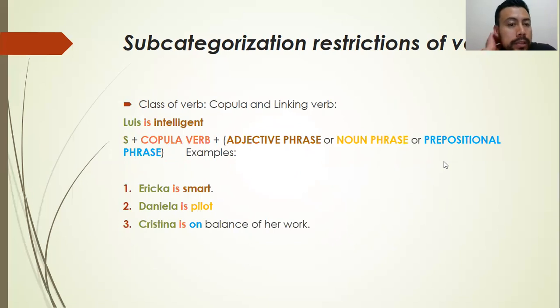Right? The next one is class of verb, copula and linking verb, sorry. Luis is intelligent. It means subject plus, in green, Luis, copula verb. In this case is the verb to be, followed by an adjective phrase or noun phrase or prepositional phrase. Example, in this case, I choose the adjective phrase. Erica is smart. Daniela is pilot. Christina is on balance of her work.